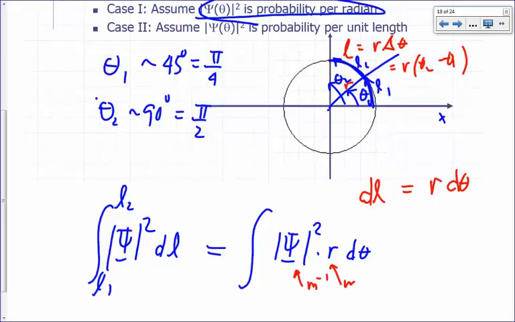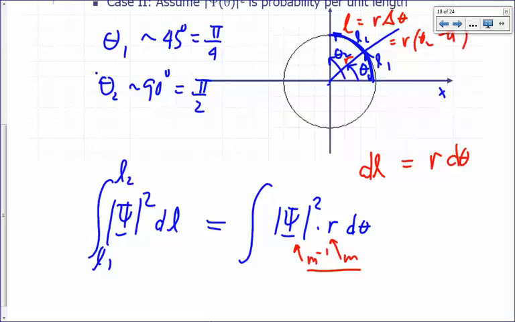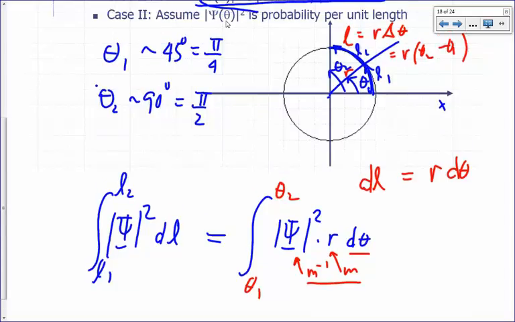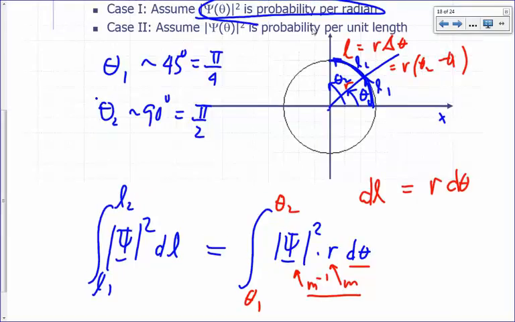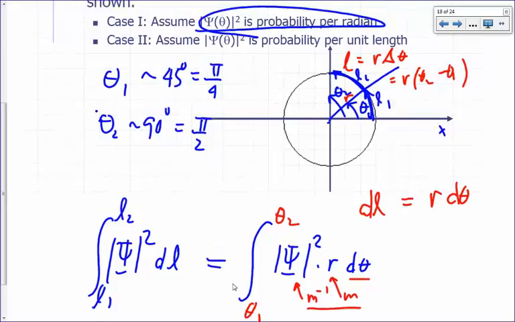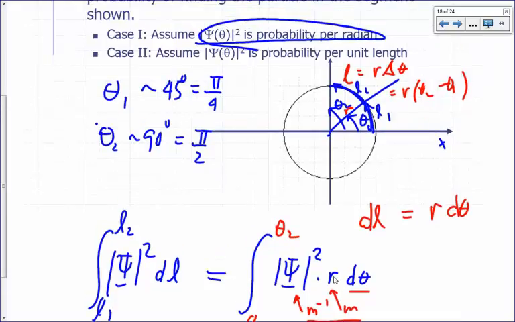So this is what you need if this psi squared is per unit length, okay, multiplied by the length, that will give you a unitless quantity. D theta is radians, doesn't have a unit there. But since you're changing your integration variable from L to theta, you're now going to integrate from theta at L1, which is theta 1, to theta at L2, which is theta 2. So even though psi is given as a function of theta, if it happens to be given as probability per unit length, then you have to multiply by r before you integrate over theta. If it's given as per radian, then you don't need to multiply by r.